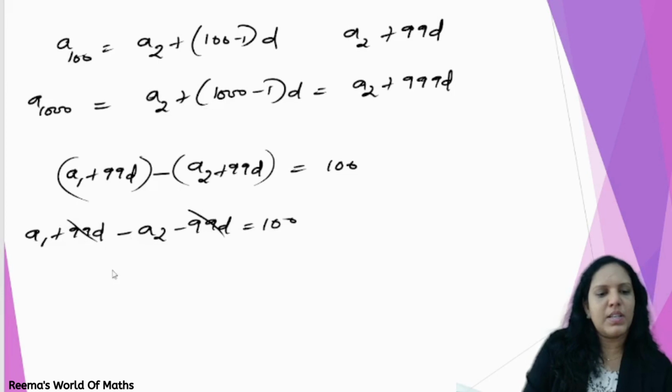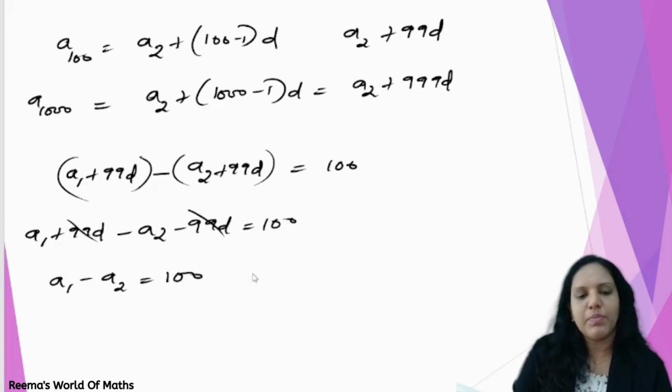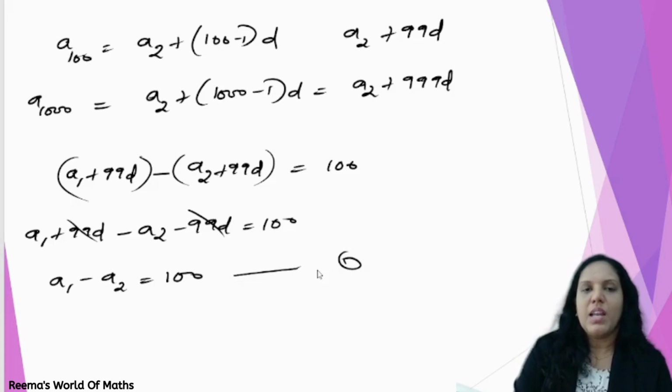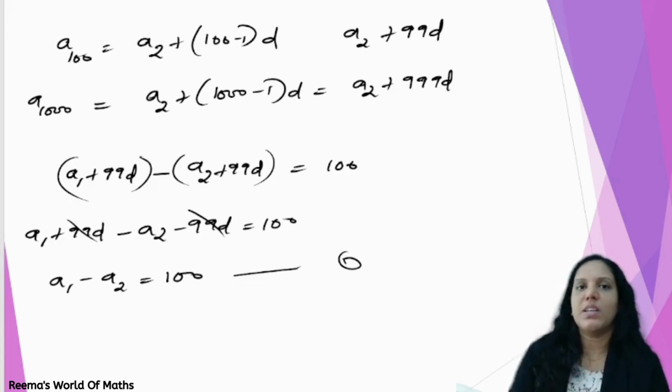So this is cut off. Then A1 minus A2 equals 100. So A1 minus A2 is equal to 100. We got this from these equations. Now we are supposed to find the difference between the 1000th terms.